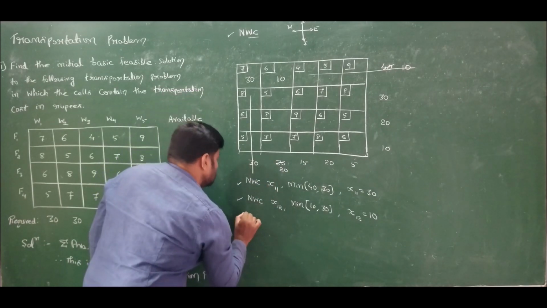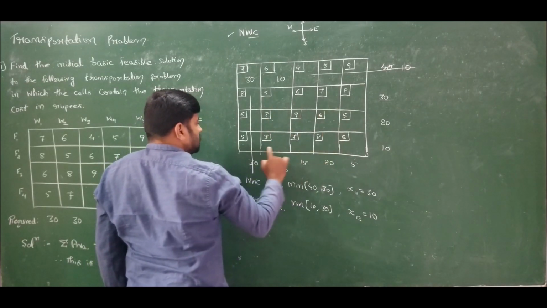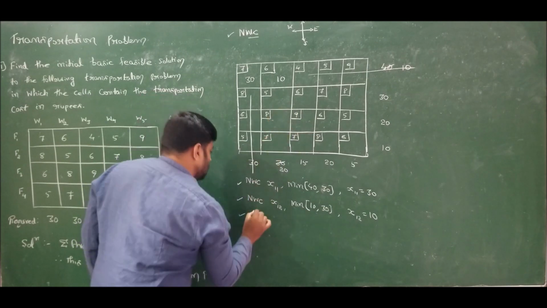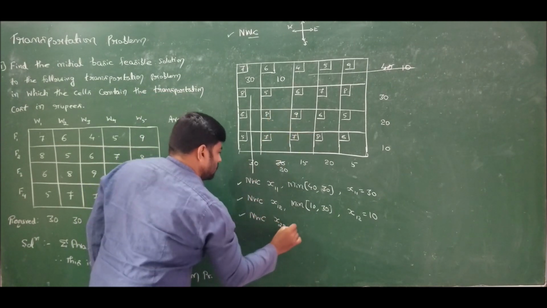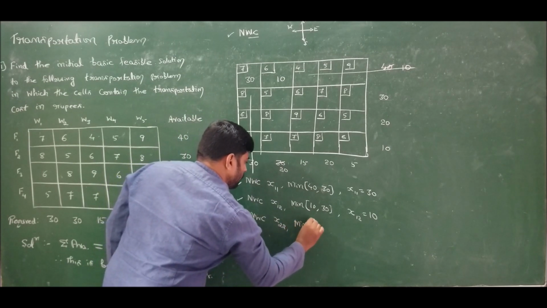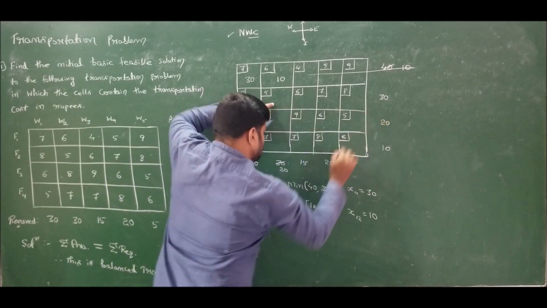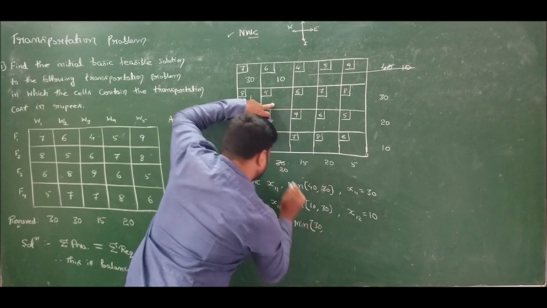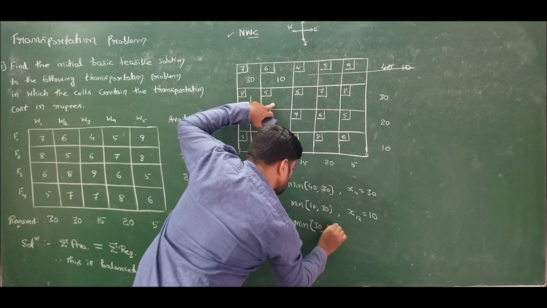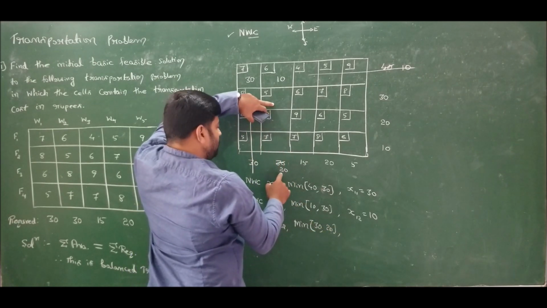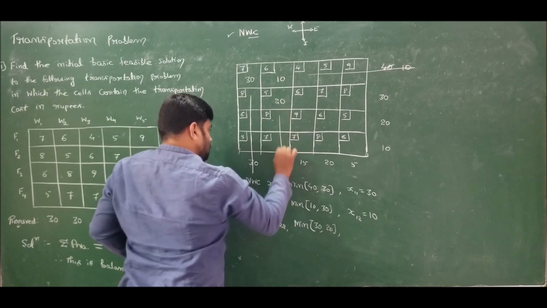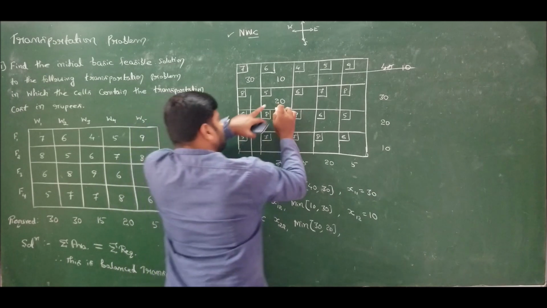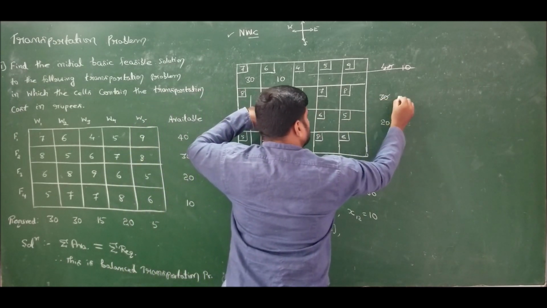Now move ahead in the remaining matrix to find the northwest corner. The next northwest corner is x22. The supply is 30 and demand has now reduced to 20. So the minimum is 20, right? So allocate 20 here. Since I allocated 20 here, the remaining supply will become 10.